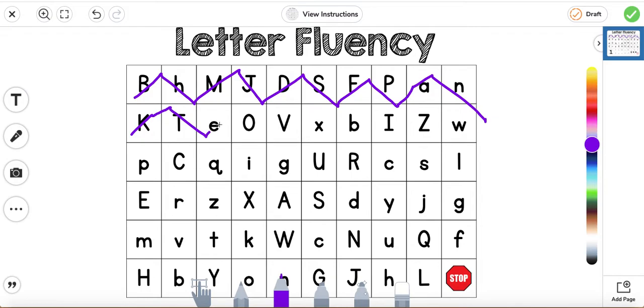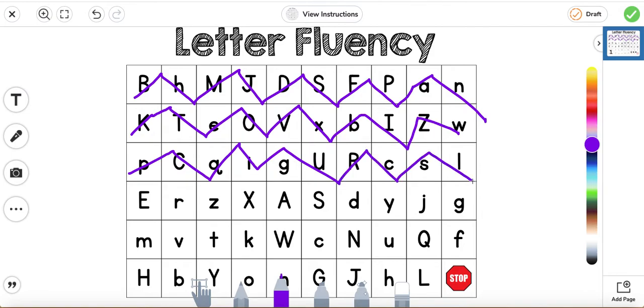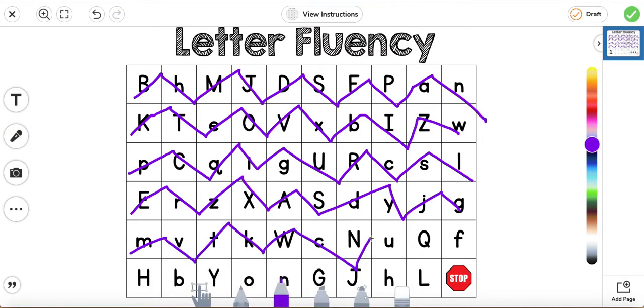K, T, E, O, V, X, B, I, Z, W, P, C, Q, I, G, U, R, C, S, L, E, R, Z, X, A, S, D, Y, J, G, M, V, T, K, W, C, N, U, Q, F. Last row. H, B, Y, O, N, G, J, H, L, stop.